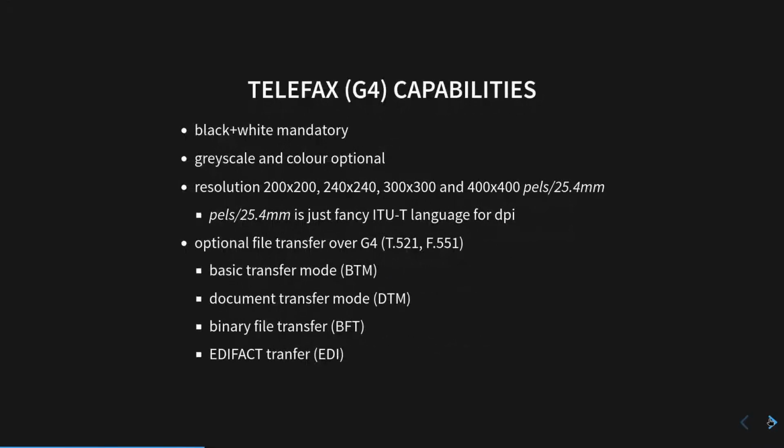What kind of capabilities does G4 have? The black and white service is mandatory. Grayscale and color is optional. There's a couple of different resolutions specified: 200, 240, 300, and 400 pels per 25.4 millimeters. This is really how it's specified. It's fancy ITU-T language for dots per inch.